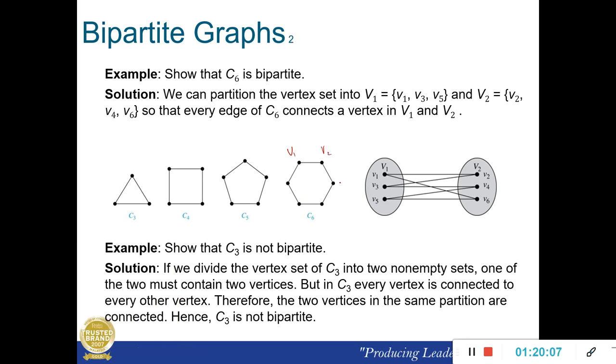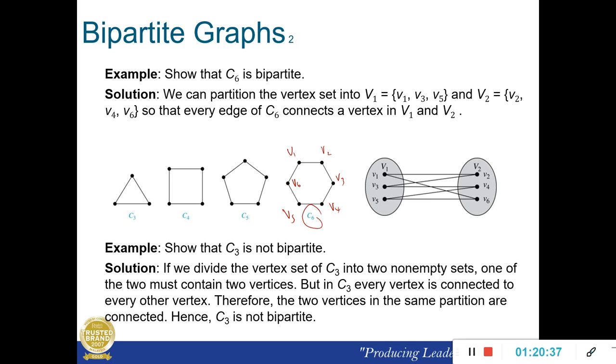V1, this one is V2, V3, V4, V5, and V6. So we have here V1, V3, and V5 not connected to each other. V1 is connected to V2, yes. V1 is also connected to V6, yes. And then V3 is connected to V2, yes. V3 is connected to V4, yes, and so on. So this is C6, cycle 6, we can say it is a vertex.